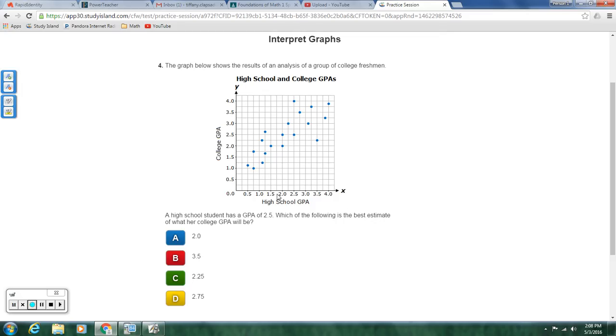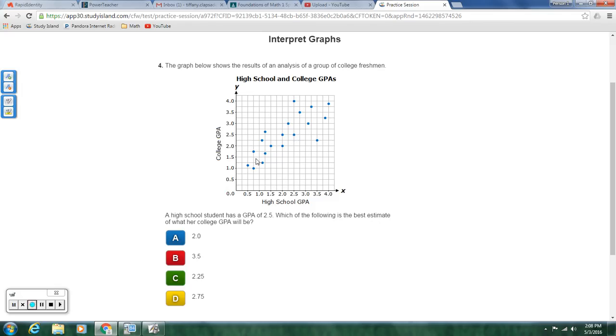It should go increase and increase. And it says, what's the following best estimate of what her college GPA will be? So a high school student has a 2.5. So right here is 2.5. So if we follow that line to 2.5, well, we've got one here and we've got one here, right?